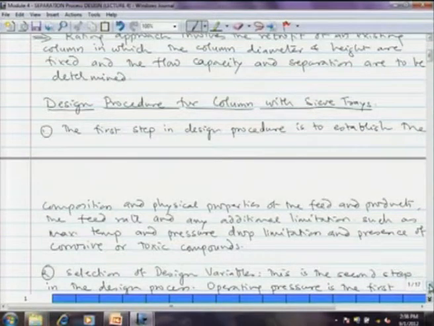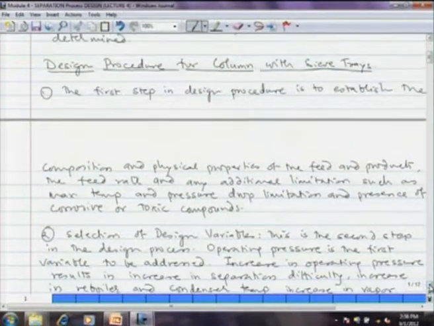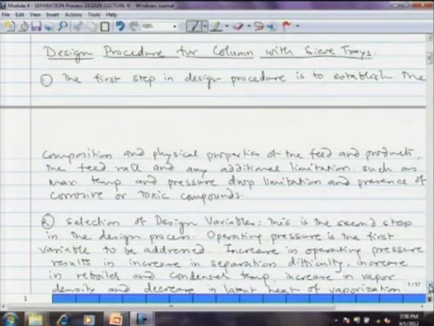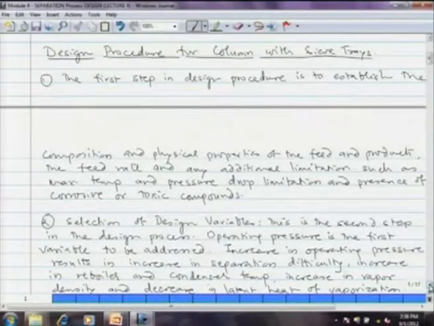Sieve trays are the most popular column internals that are used. The first step in the design procedure is to establish the composition and physical properties of the feed and the products, that is the overall mass balance across a distillation column. The feed rate and any additional limitation also has to be determined. Limitation could be such as the maximum temperature and pressure drop limitation, or presence of some corrosive or toxic component in the feed which has to be removed in priority to others.